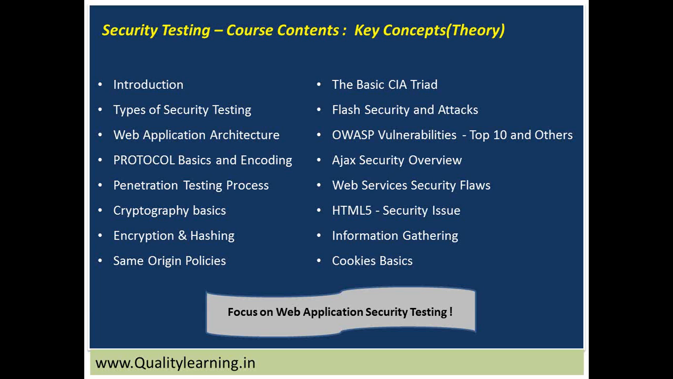Top 10 vulnerabilities. OWASP stands for Open Web Application Security Project, wherein they list the top 10 breaches every year. What are the top 10 breaches? In the sense, not the actual breach, but the type of breach. Let's say SQL injection, cross-site scripting. SQL injection stands first, cross-site scripting stands next.